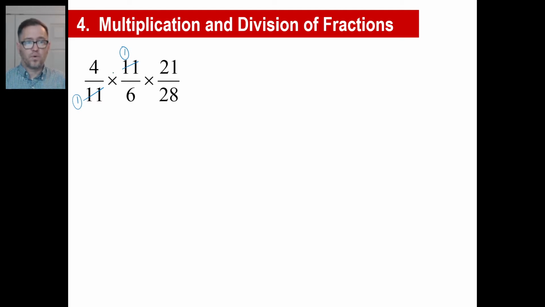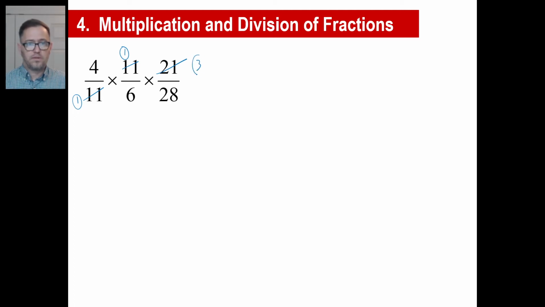Now you could do 4 and 28, like that's 1 and 7. Or you could do 4 and 6, 2 goes into both of those. Or you could do 21 and 28, 7 goes into both of those. The thing is, it doesn't matter which one you do first. If you have more to go, just keep doing it until you stop. You'll get the same answer as the person next to you, as long as the person next to you is doing it right. All right, let's just do 7s.